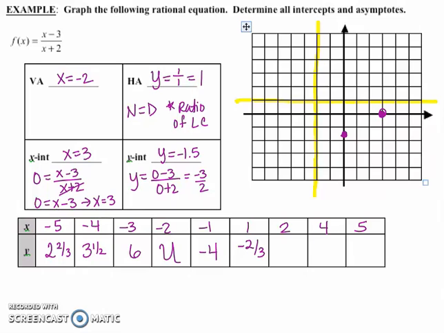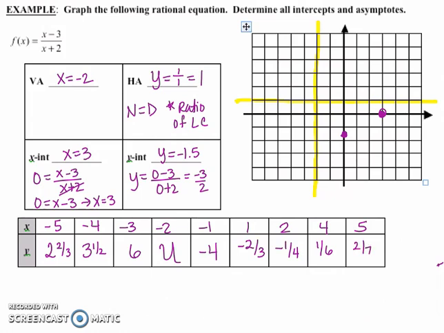This is Pre-Calculus, Section 3.6 Notes, Part 2. So I'm continuing to build my table. I'm still plugging my values in. When x is 2, I get negative 1/4. When x is 4, I get 1/6. And when x is 5, I get 2/7.